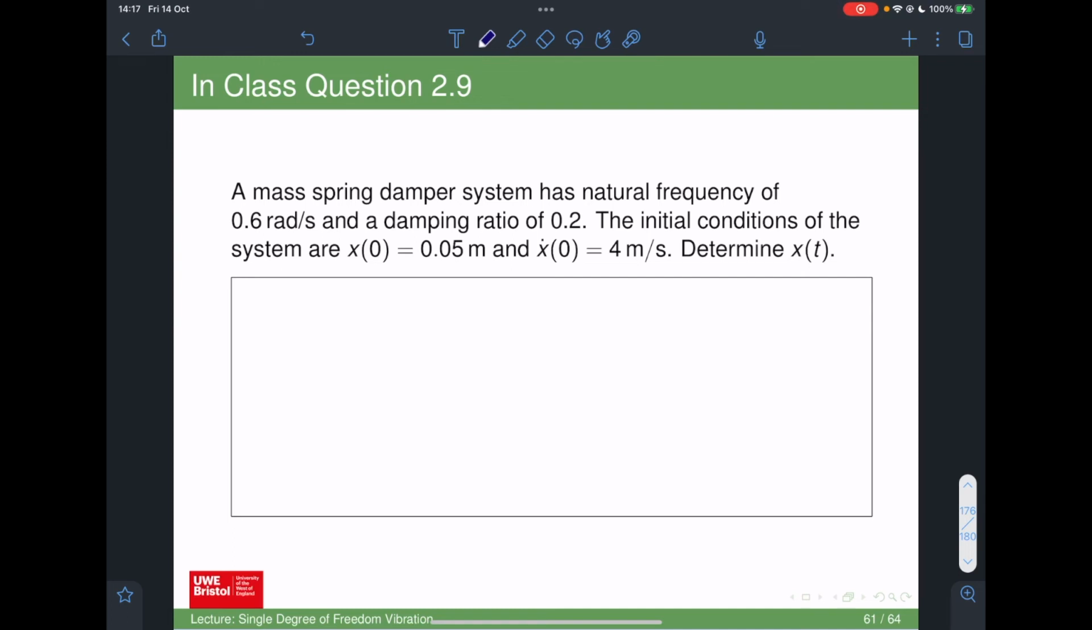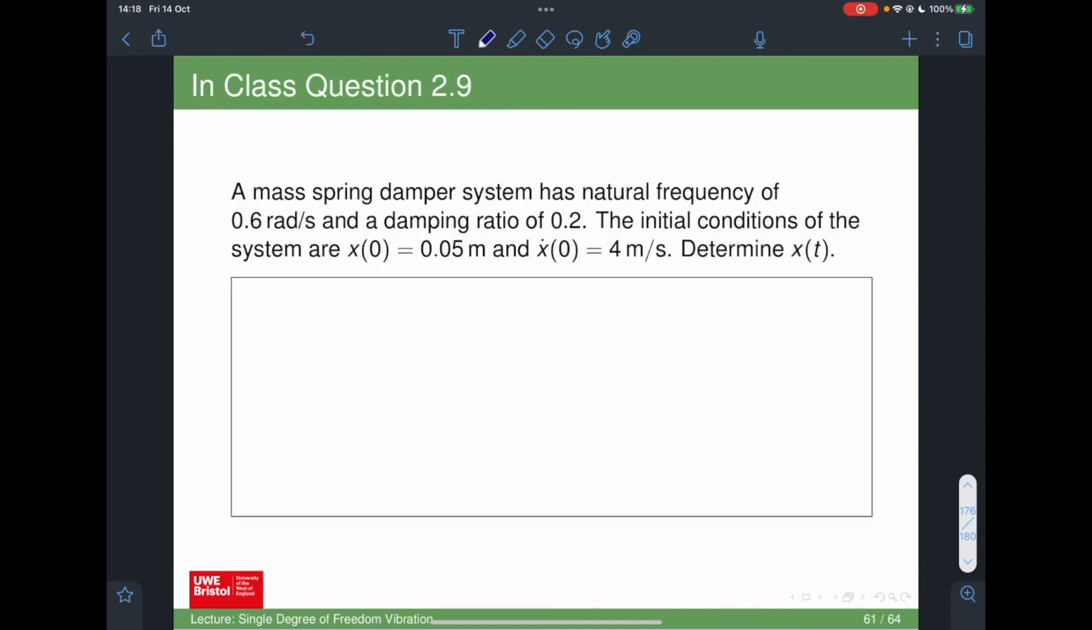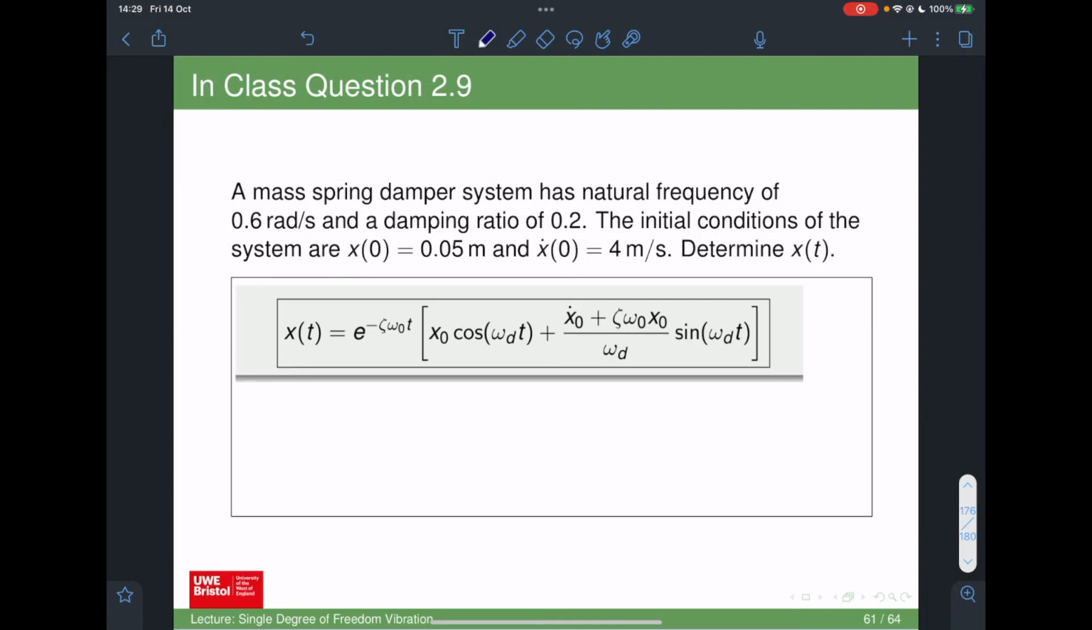A mass spring damper system has a natural frequency of 0.6 radians per second and a damping ratio of 0.2. The initial conditions of the system are 5 centimeters at time equals 0 and 4 meters per second. Find x of t. If you go to your notes and look at this equation, you just plug it through. So let's just solve this problem.